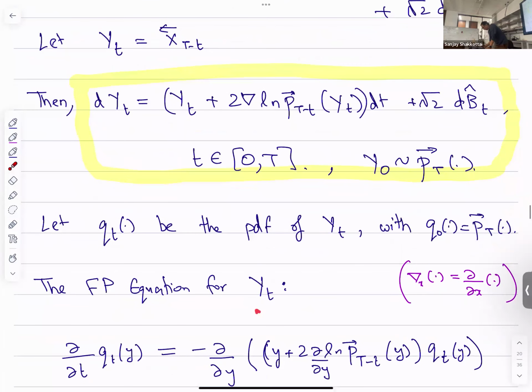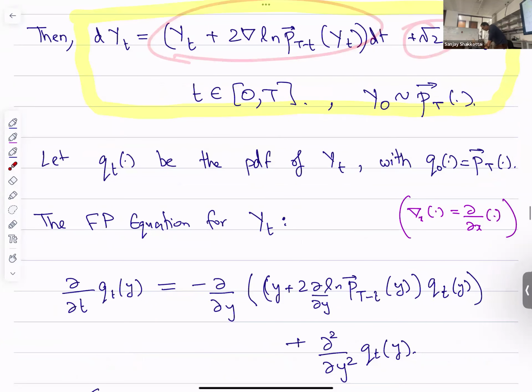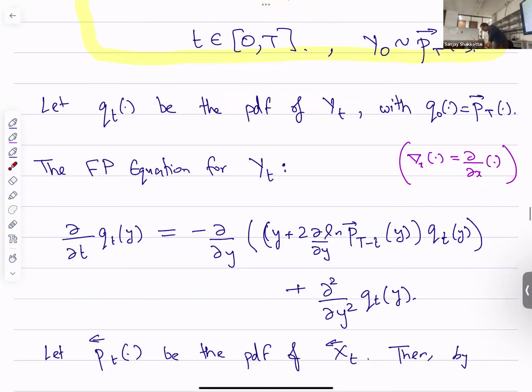So the Fokker-Planck equation for Yt is the density of. So I look at this. So this is my drift field. This is my diffusion. Stick it in the Fokker-Planck, and so I'm going to get vector field times density, second derivative of density. Exactly the same thing. Okay. The important thing to notice is the forward operation.